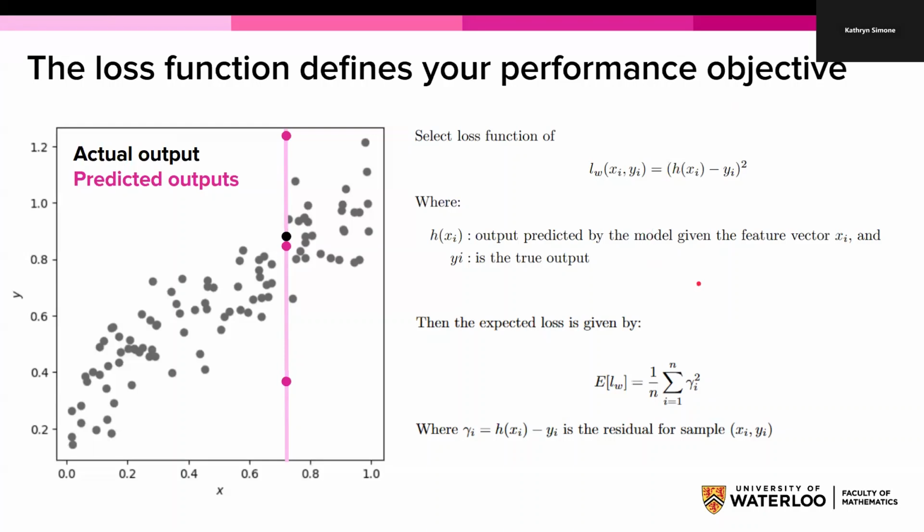Well, one thing we know for sure is that we want the model's predictions to match the true values as closely as possible. So it would be totally reasonable to define the loss function as just the difference between the true and predicted outputs, and then square it to make sure that over and underestimations are penalized equally, as shown here. We could then interpret the expected loss as the average of squared residuals, where the residuals themselves are the difference between the predicted and actual outputs.